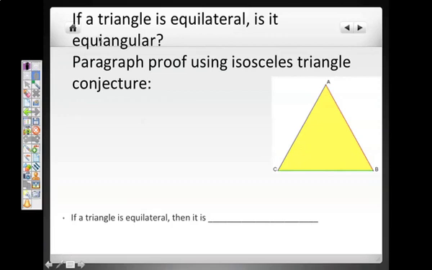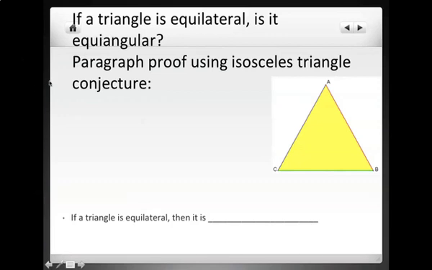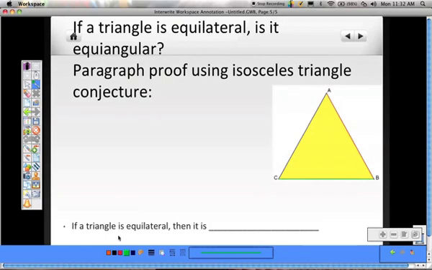If a triangle is equilateral, which means all three sides are the same, is it equiangular? Paragraph proof using the isosceles triangle conjecture. All right, well, if it's isosceles, these two are the same. And if it's equilateral, these three sides are the same. So here's our paragraph proof. AB is equal or congruent to AC, and that's equal to CB. And that's given because it's equilateral. All three sides are the same.